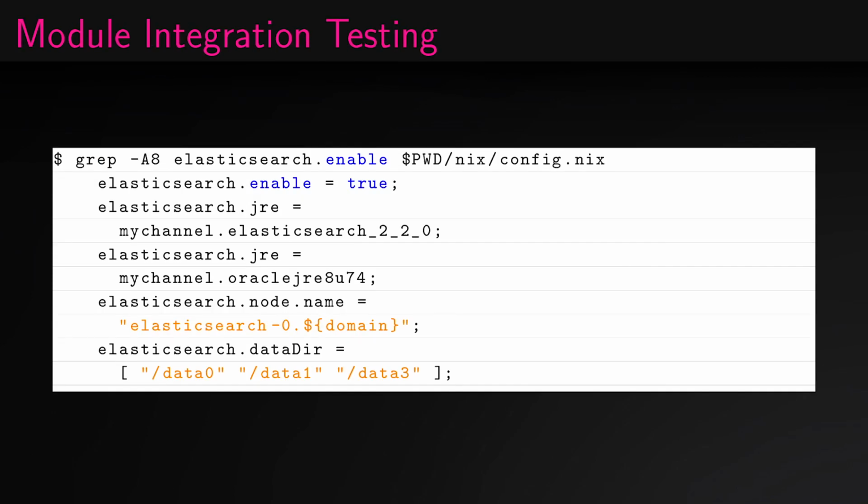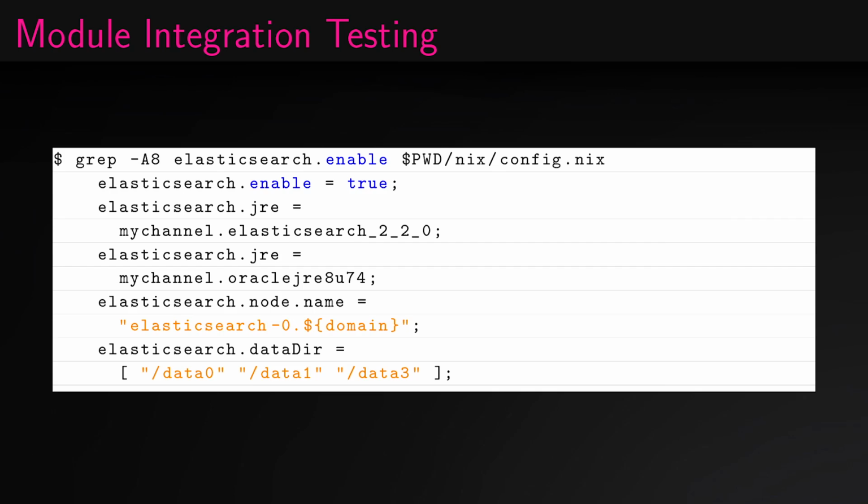So we could, for example, do Elasticsearch. We would just do elasticsearch.enable equals true. We can specify the JRE. Oh God, this is a typo, sorry. The first one should be package, so you can specify what version of Elasticsearch you want to run. You can specify the JRE for Elasticsearch to use.